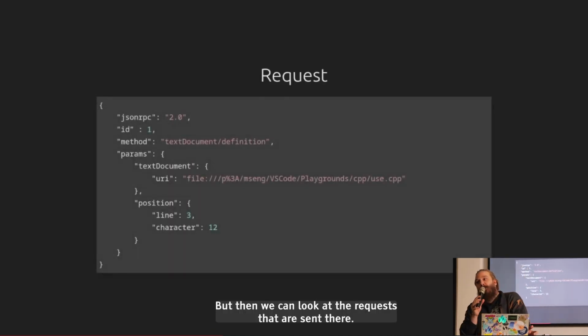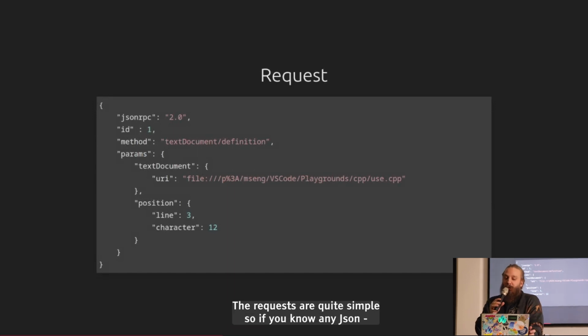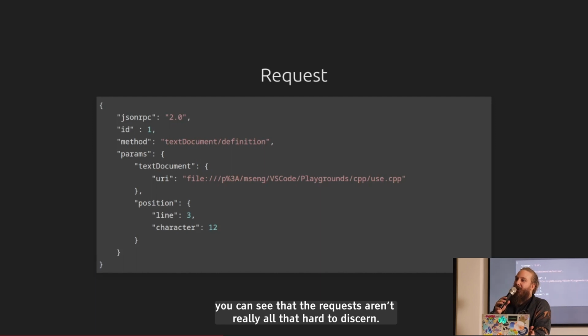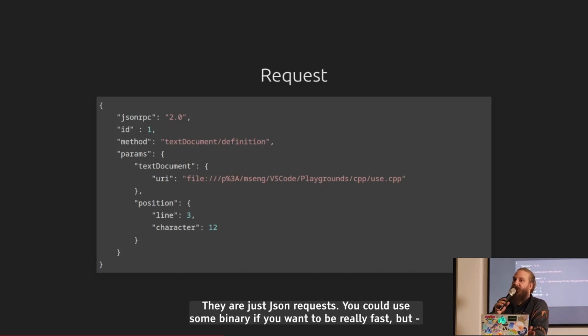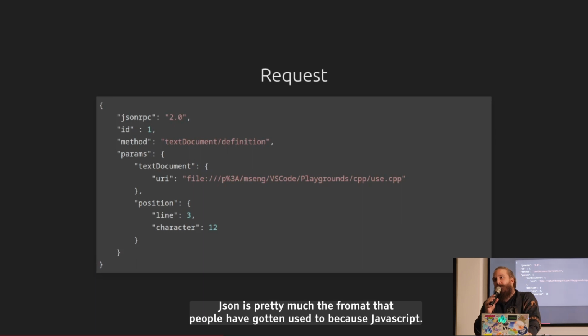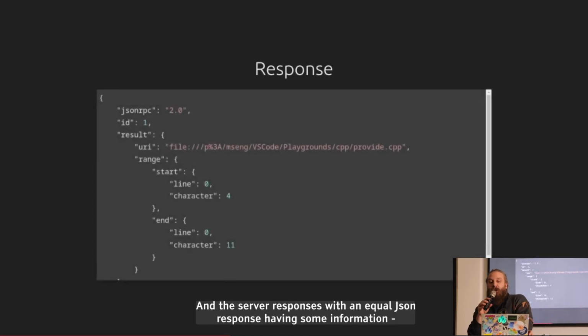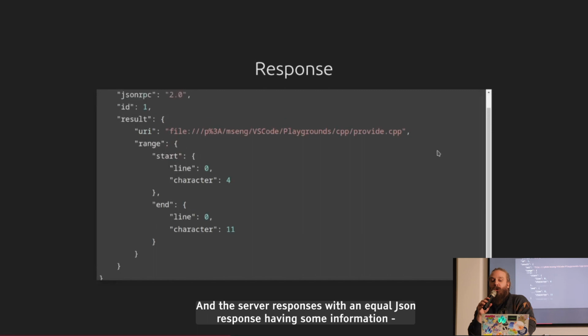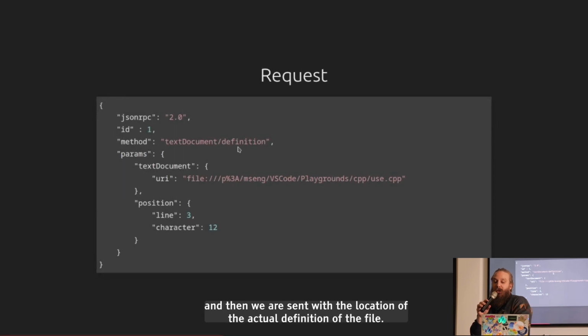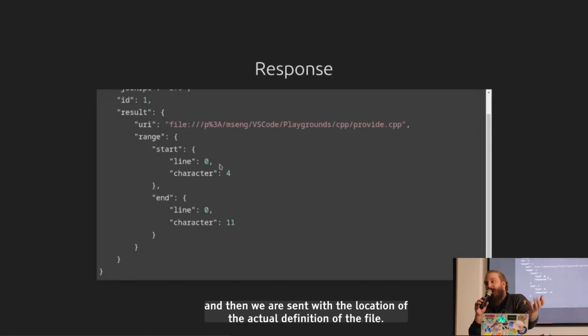But then we can look at the requests that are sent there. The requests are quite simple, so if you know any JSON, you can see that the requests aren't really all that hard to discern. They're just JSON requests. You could use some binary if you want to be really fast, but JSON is pretty much the format that people have gotten used to because, well, JavaScript. These JSON requests go through the RPC and are handled by the server, and the server responds with a JSON response having some information. For example, here we had our definition request, and then we are sent the location of the actual definition of the file.